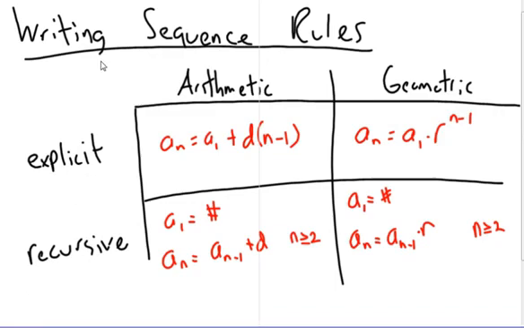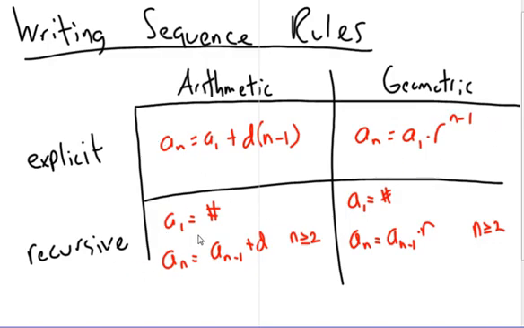Alright, well, welcome back. We are talking about writing sequence rules. Don't think this is going to be too terribly long. So just as a reminder, we've got arithmetic sequences and we've got geometric sequences. There's your explicit formula for arithmetic and for geometric.